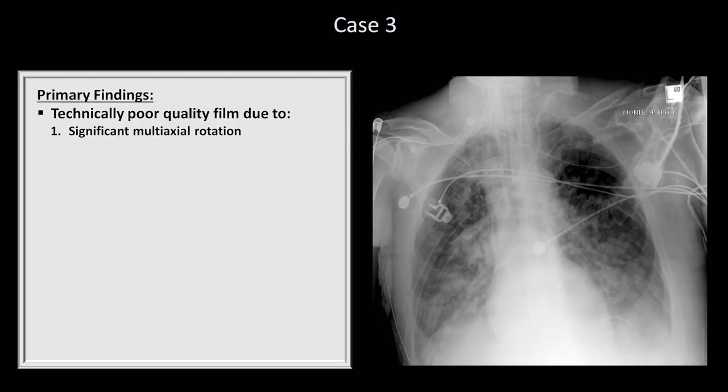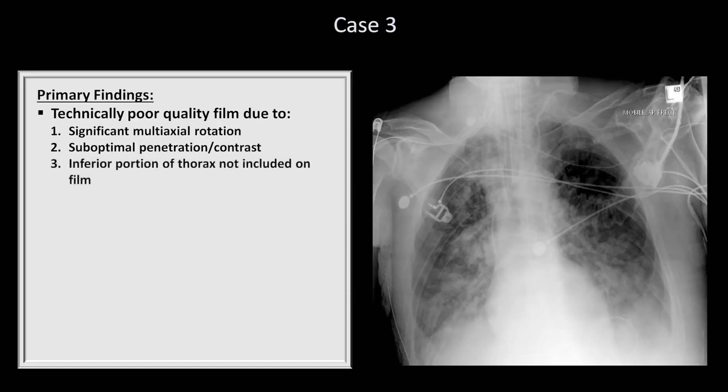This can impact assessment of the cardiac and mediastinal silhouette. In addition, the vertebral bodies are not visible behind the heart, which suggests that there is suboptimal penetration or level of contrast. The final observation regarding the technical quality of the film is that the inferior portion of the thorax is cut off the bottom of the film altogether, limiting evaluation of the diaphragm.